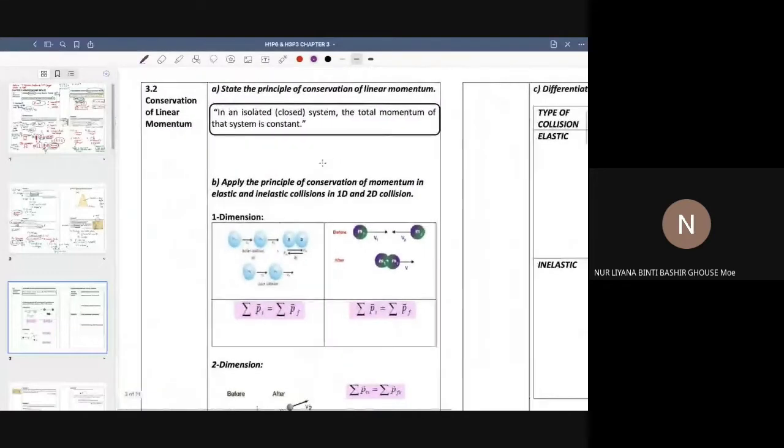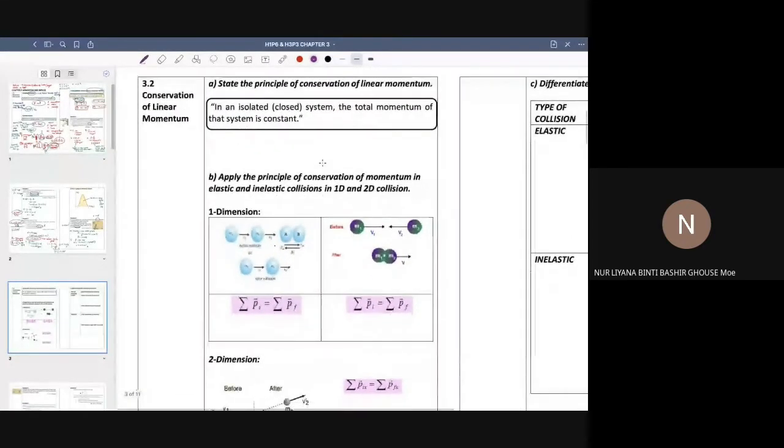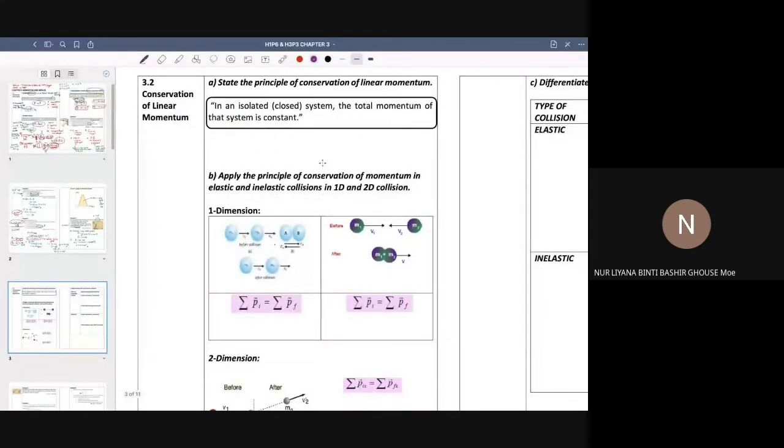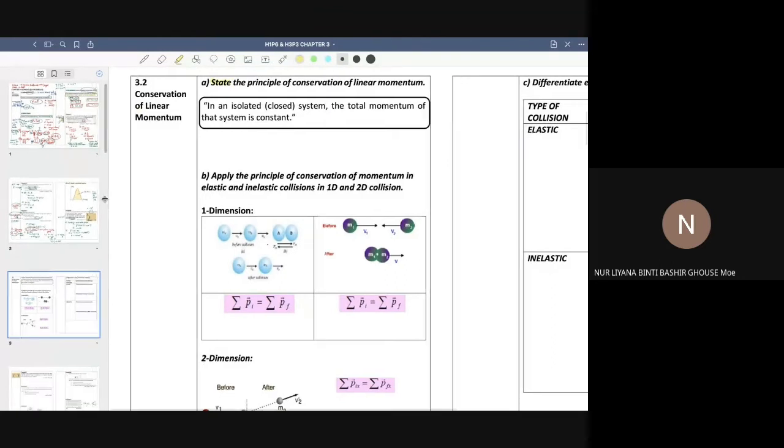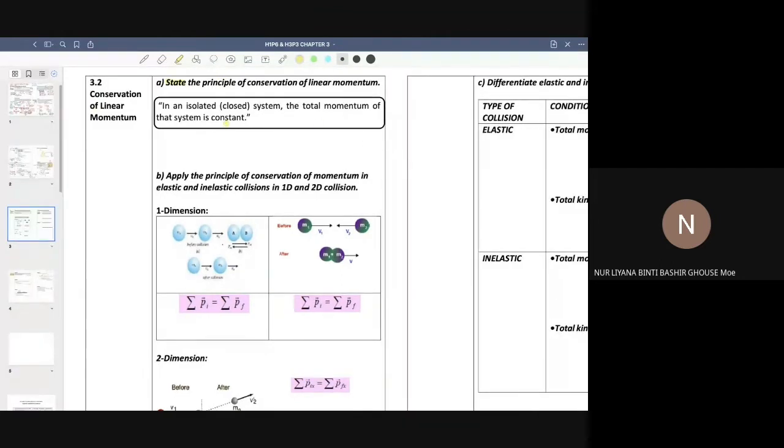Account for 3.2 is state the principle of conservation of linear momentum. Okay, so again, your learning outcome is state. Ingat tak Miss kata semalam, kalau state, you have to state in words. Awak wajib sebut dalam ayat. So maksudnya statement ni awak wajib ingat. Tak ada cara lain untuk awak jawab learning outcome ni selain hafal statement ni. So you have to remember the principle of conservation of linear momentum.